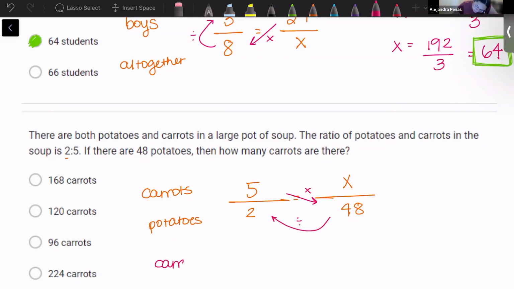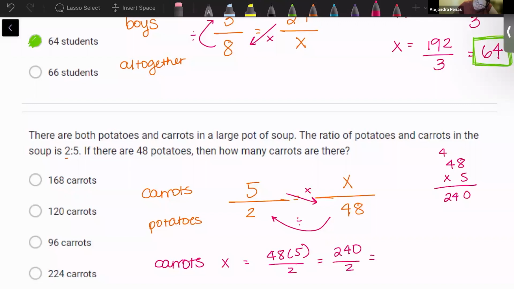So the carrots, 48. Let me write it down. 48 times 5, everything divided by 2. So 48 times 5, it's going to be 40. Carry the 4. That'll be 24. So it'll be 240 divided by 2, which would be 120. So there's 120 carrots in the pot.